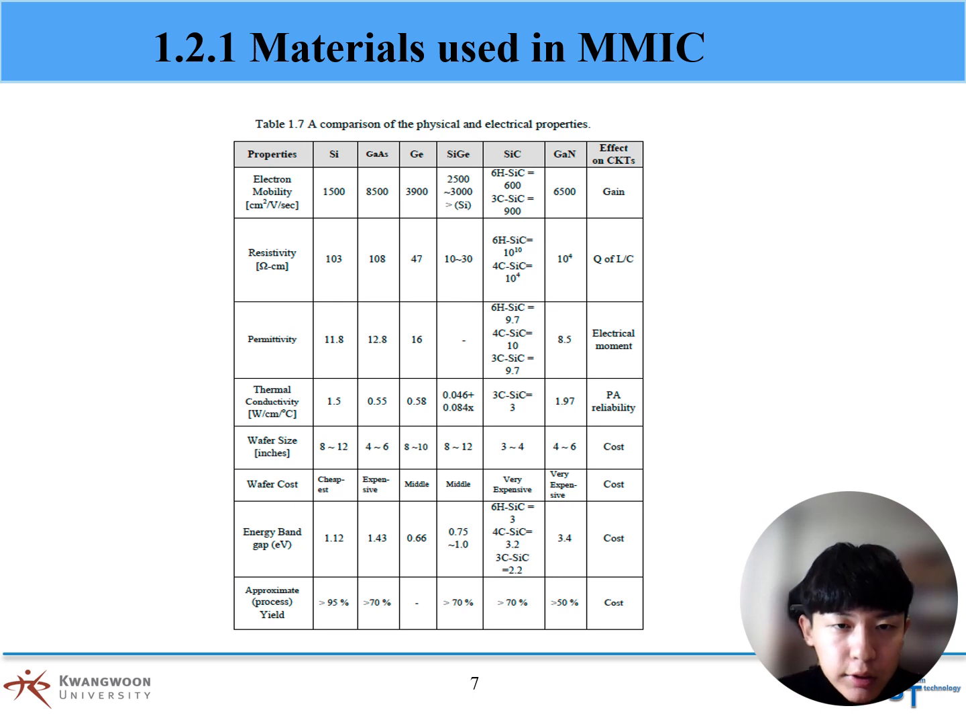And SiGe is an alloy of silicon and germanium, offering improved transistor performance. SiGe HBT technology was developed in 1987, initially for high-end computing. It has lower cost compared to GaAs devices.